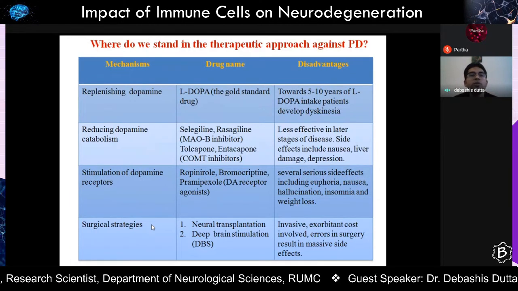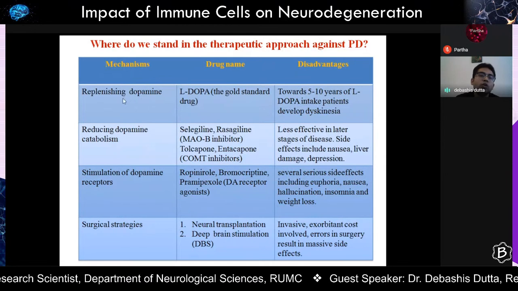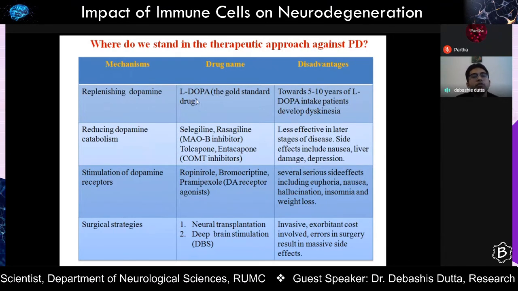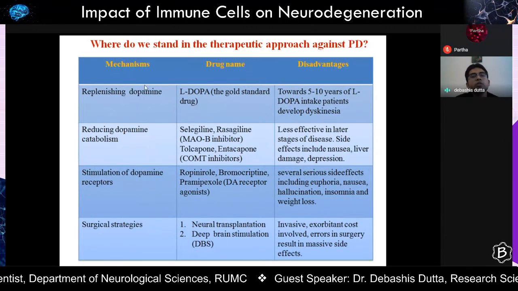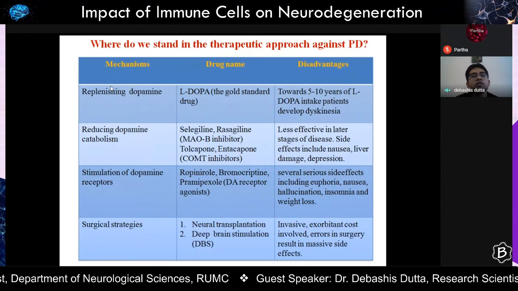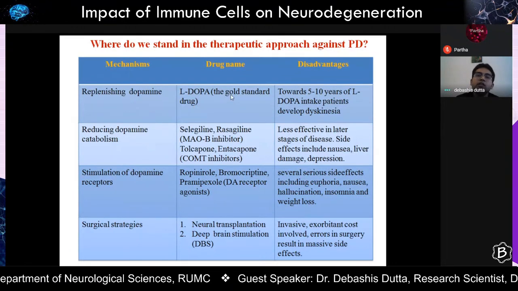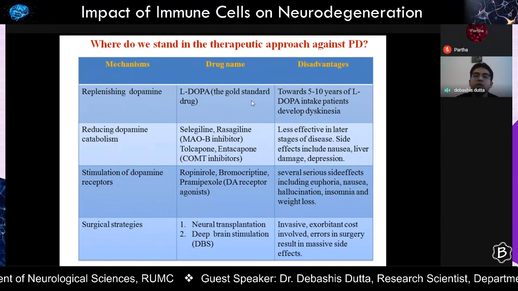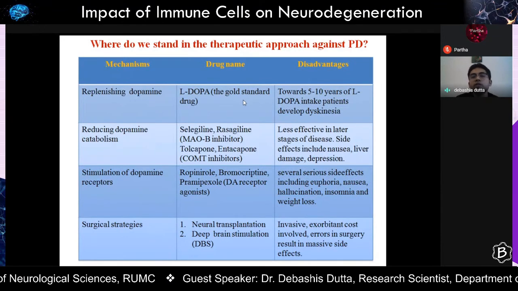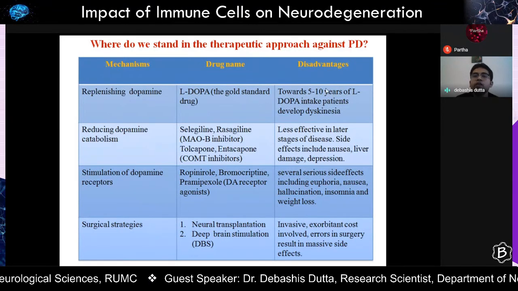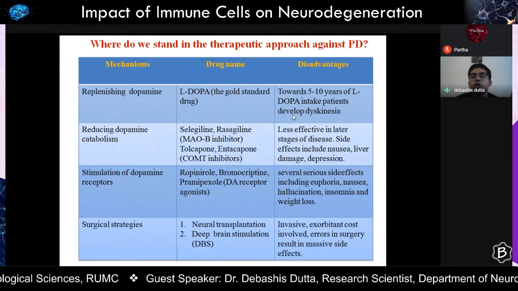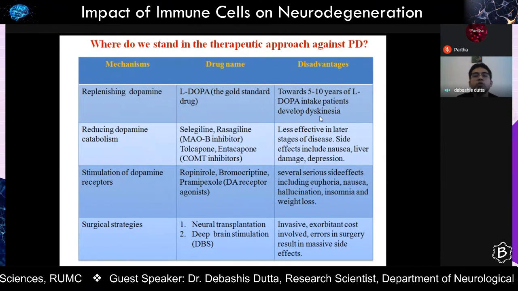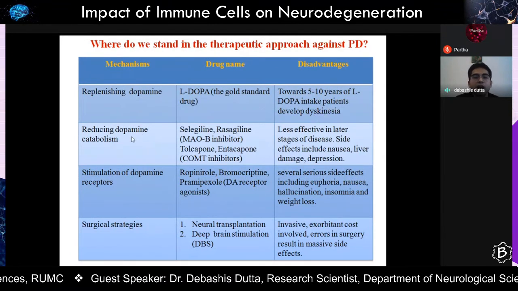So if we can replenish the first gold standard drug that we have, the L-DOPA. The main theory is that it is a precursor of dopamine. So dopamine level goes up, and therefore the symptoms, or the PD symptoms, get reduced. But it only gives symptomatic relief, and towards 5 to 10 years, prolonged intake can develop involuntary movements, which is called dyskinesia.